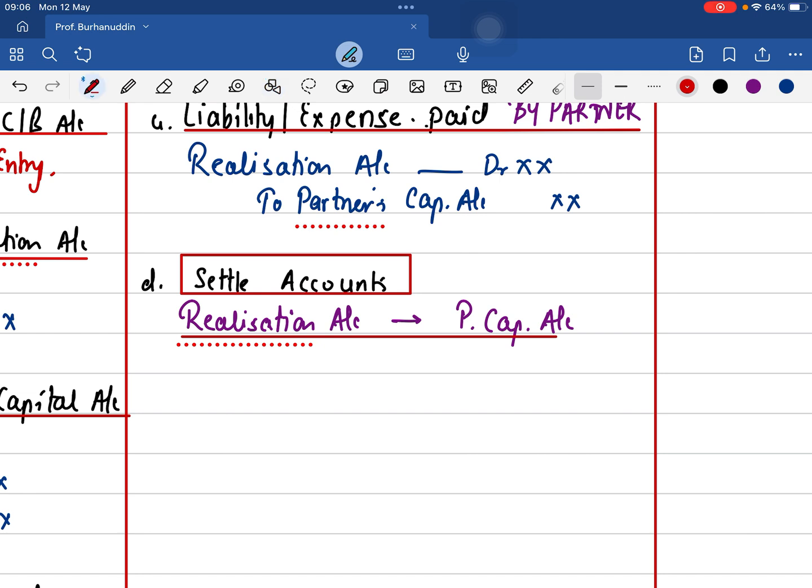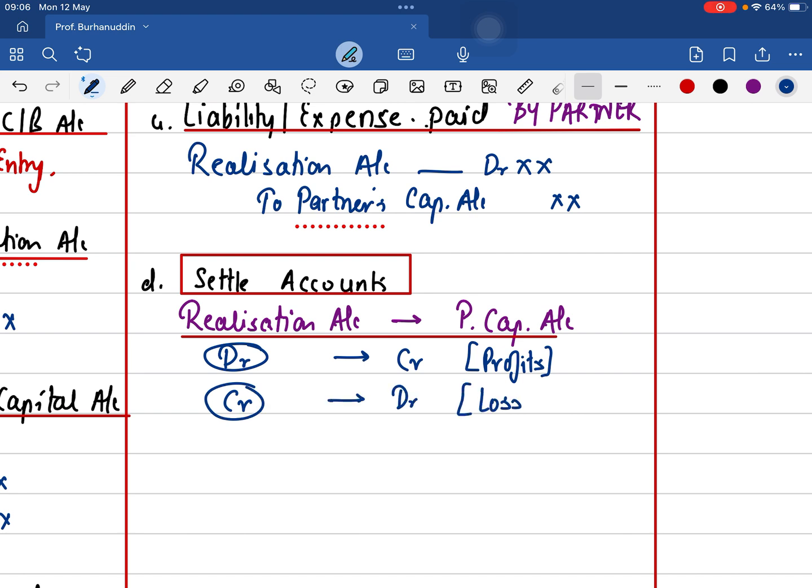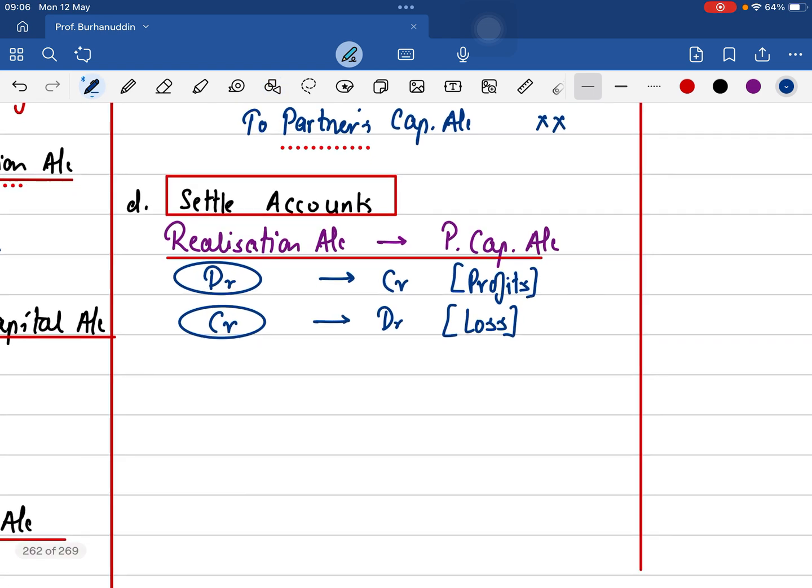So when you close the realization account, it is going and sitting in what account? Partner's capital. If you have a balancing figure on the debit side, it is posted on the credit side, right? Yes, sir. If you have a balancing figure on the credit side, you post it on the debit side. So the realization account is done.